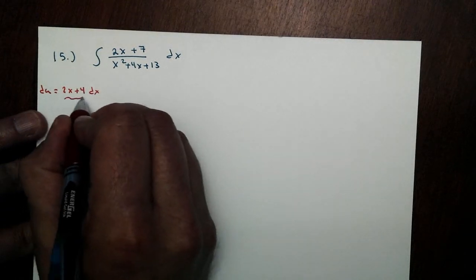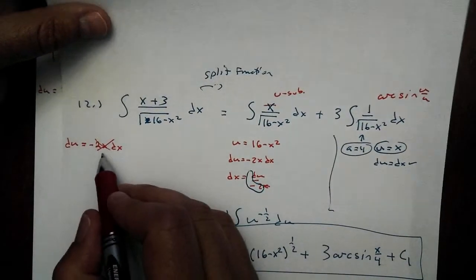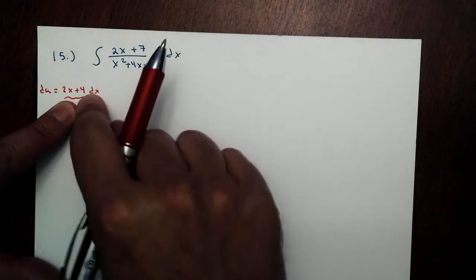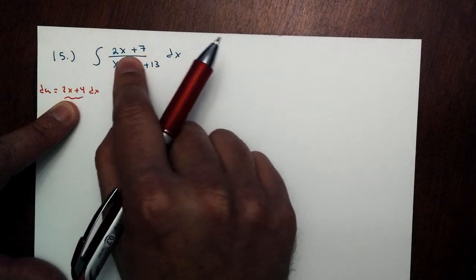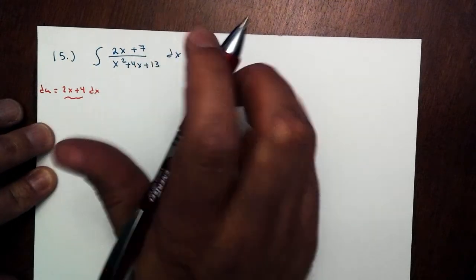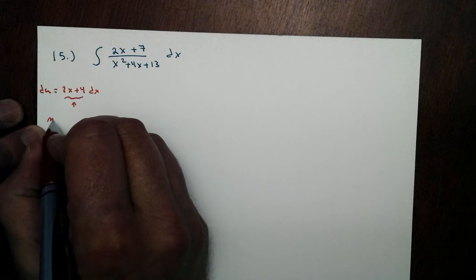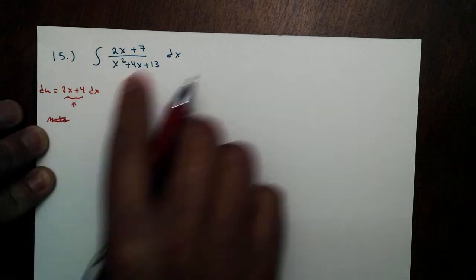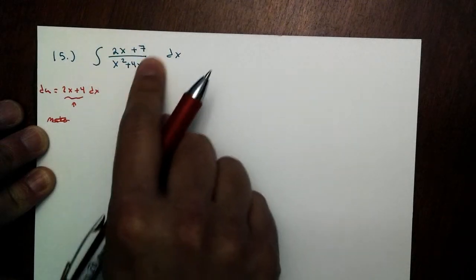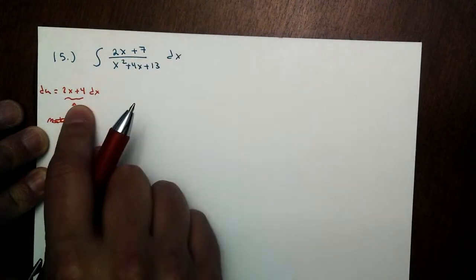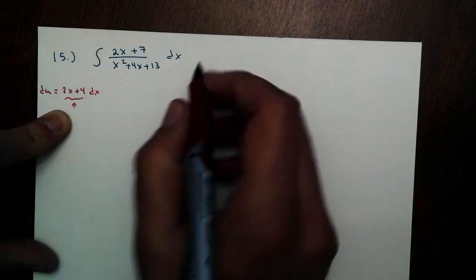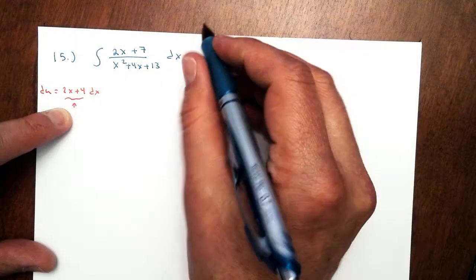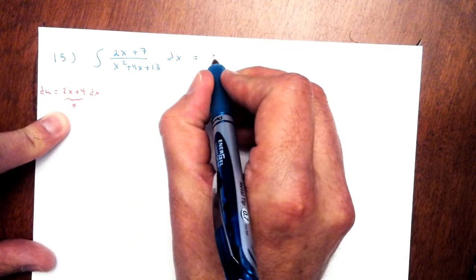This is interesting. See, unlike on the last one, where this 2x and this negative 2x didn't match or cancel anything on the top, this 2x plus 4 almost looks like the numerator here, this 2x plus 7. So I'm going to make this 2x plus 7 equal to this 2x plus 4. And we can get that by subtracting 3. So I'm going to go a little bit of a long way around on this one.